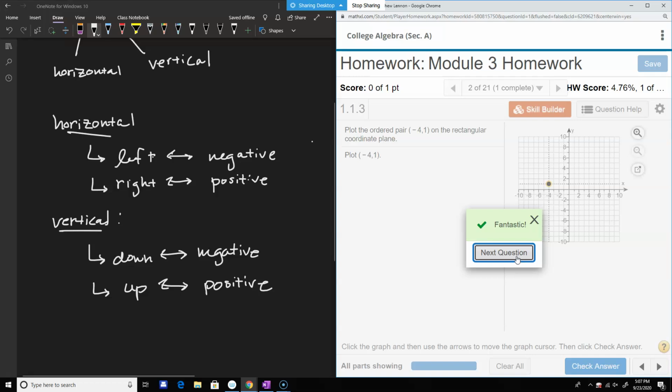Sometimes this is also known as the Cartesian coordinate plane, after its inventor, René Descartes. He's a French mathematician and philosopher.